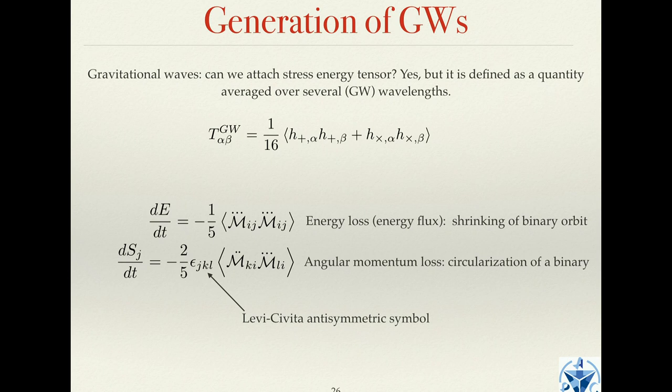I will not speak more about this formula, but I want to bring up a consequence. It's the energy loss, or energy flux, and the same for the flux of angular momentum. Again, the averaging comes in here as well, and they depend on the quadrupole moment of the system and its second and third derivatives.